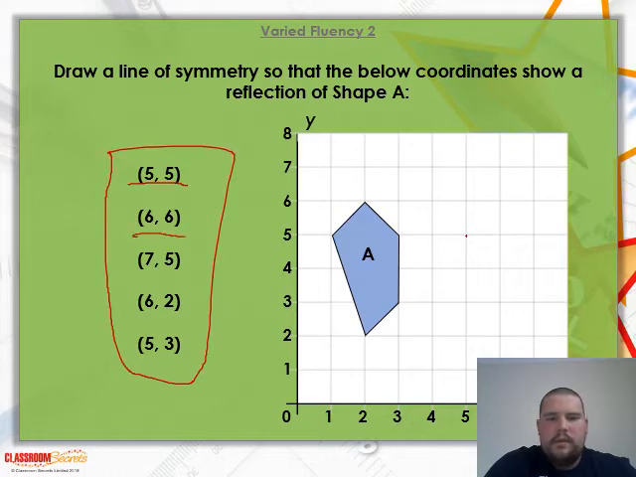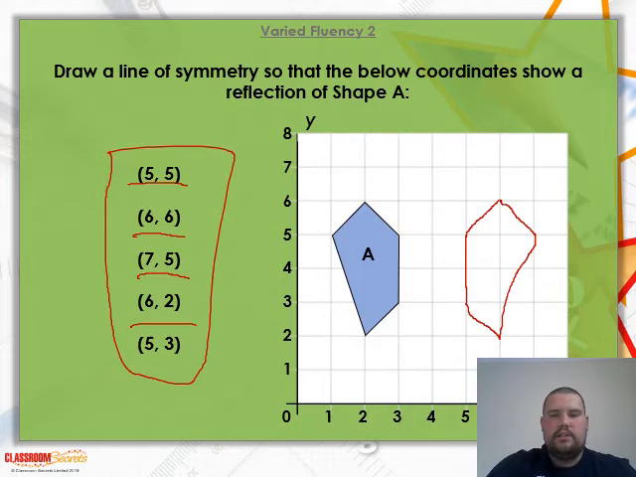Next coordinate, we've got 6, 6, come across 6, 6, and there's my second point. 7, 5, so coming across 7 to 5, there's my next point. 6, 2, so coming across 6 to 2, there's my next point, and 5, 3. Next point here. Now you would use pencil and ruler if you're drawing these up. It's not going to look exact because freehand on here is quite hard. So this here is the reflected shape.